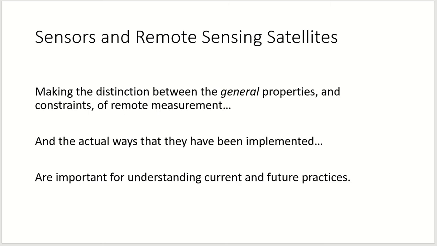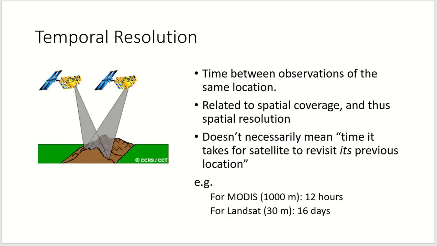I'll continue today to talk about the general properties of remote sensing systems, the constraints that they impose on what we can know about the things that are being observed, as well as talking about actual ways that they've been implemented. On the other day, I covered spatial resolution and a little bit of spectral and radiometric resolution. So today I'll begin with temporal resolution.